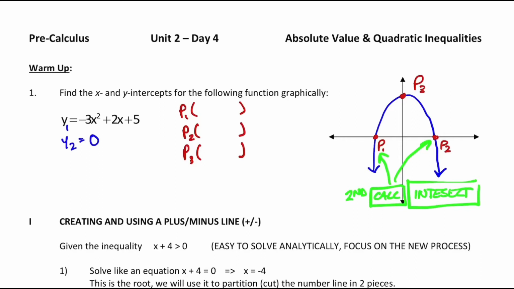P1, I got -1, 0. If it doesn't say what to round to, our default is hundredth. So P2 is 1.67, comma 0. Now our y-intercept, we always get this from the table. And if you look at your table, it's always where the x-coordinate is 0. So in this case, I believe it's 0, 5.